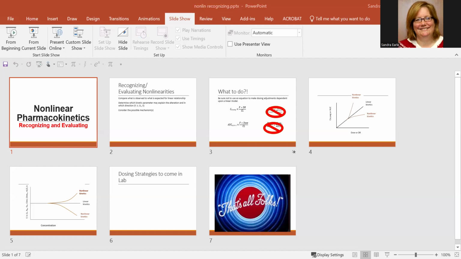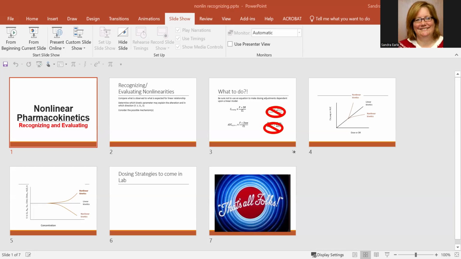As we did in the first group of slides, if you want to go back and review: as a dose or dose rate increases, if things are linear, the area under the curve or the CSS average should increase proportionally as you increase or decrease the dose rate or dose. If they're not proportional, then you have a nonlinearity, and because of the way that nonlinearity is, you should be able to tell what may be causing it. So you should then be able to determine which kinetic parameter may explain the alteration.